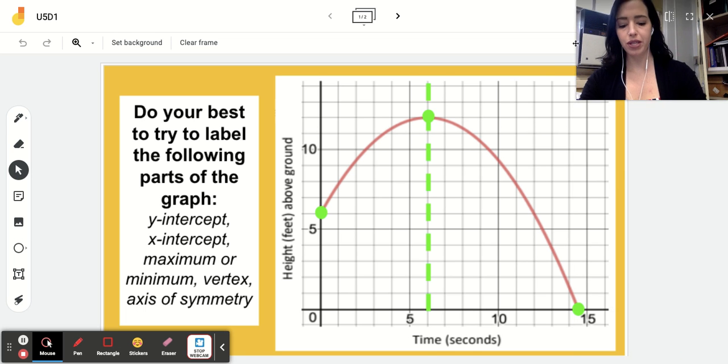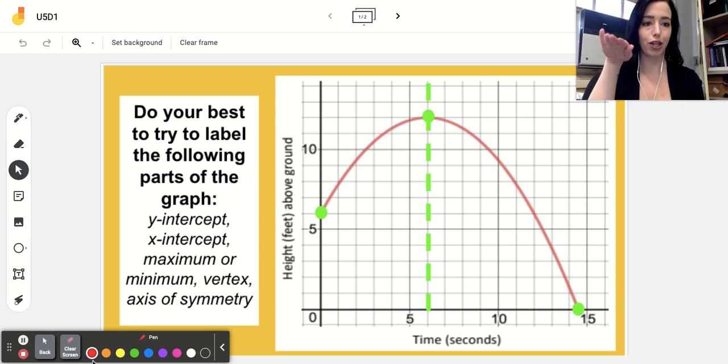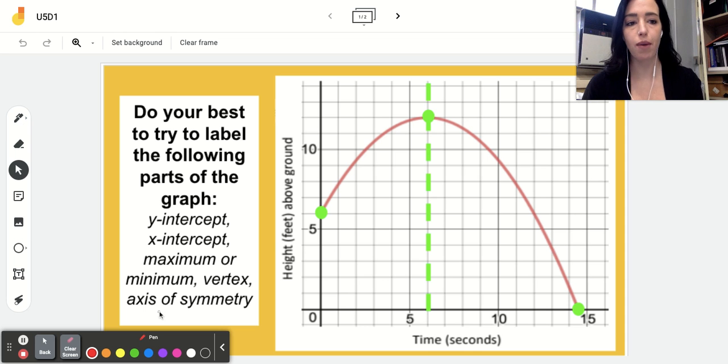All right, I'm going to go through this slide with you guys. So this is the graph that showed the basketball player shooting the hoop, and the red line represents the movement of the ball in the air. So it says do your best to label the following.